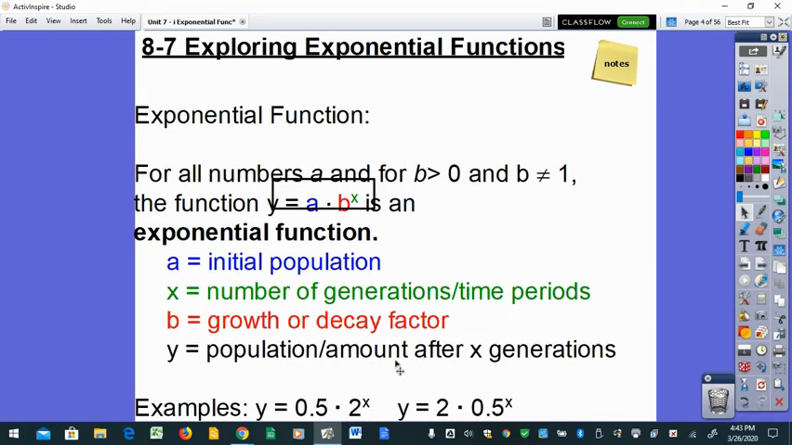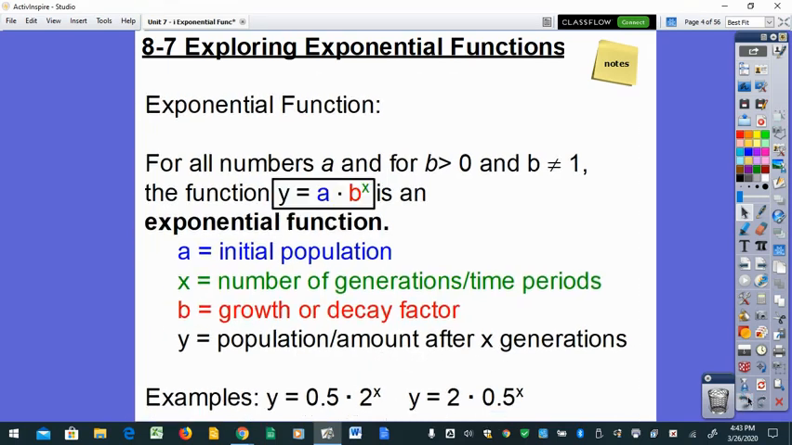So here are 2 examples down the bottom of exponential functions. You'll see one here has a base of b, a factor that is greater than 1. This would be a growth. We'd expect it to go up. In this one, notice the b, the factor is less than 1. We would expect it to go down. So this is a growth, and this would be a decay.